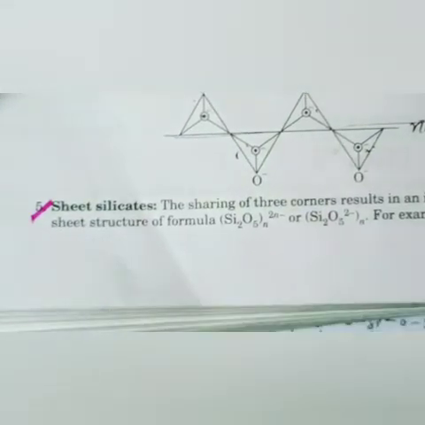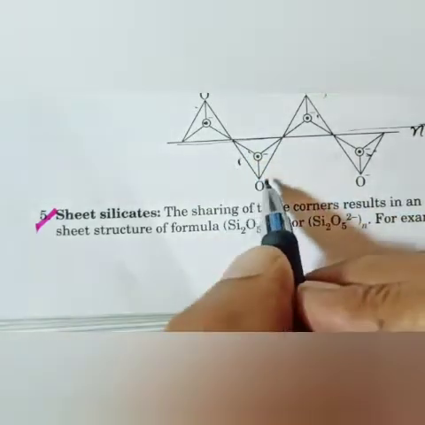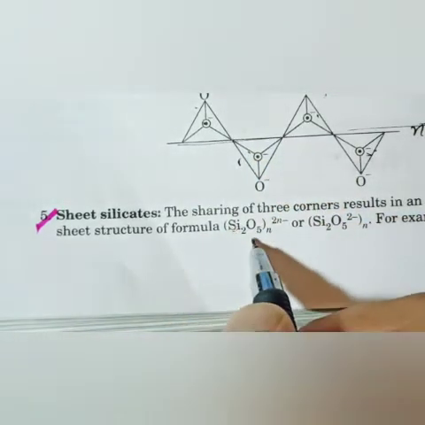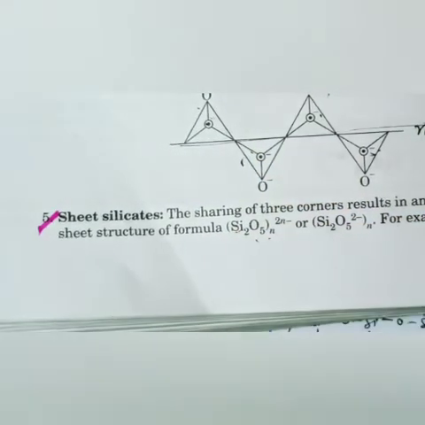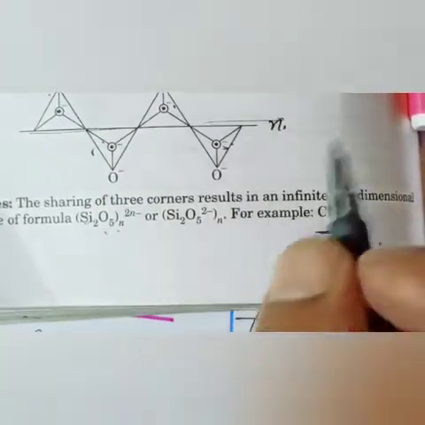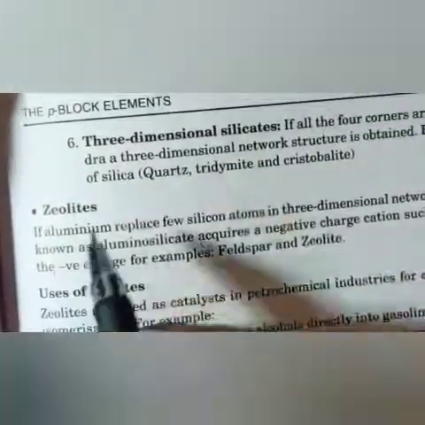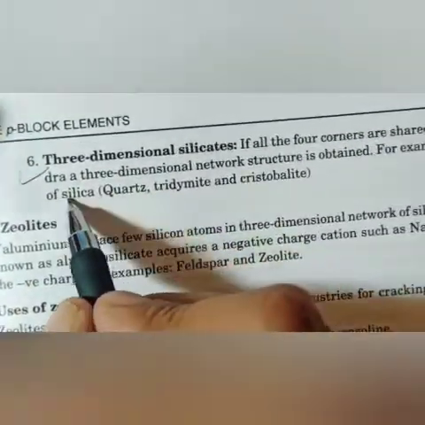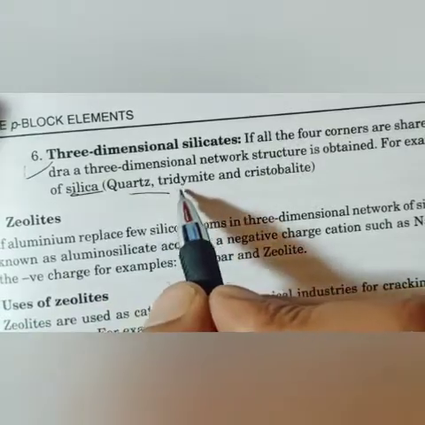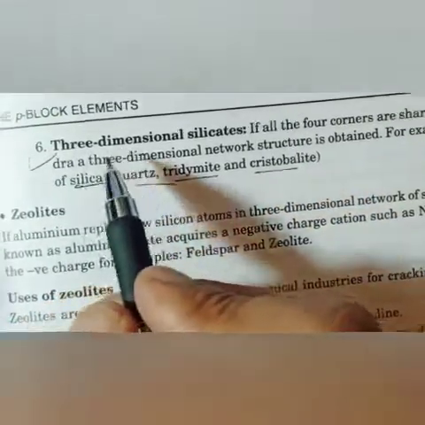Fifth one is sheet silicate, in which the silicate is present in the form of sheets. Now the same thing will increase, so (Si2O5)n 2n negative is there. For example, clay is an example of sheet silicate. Similarly, sixth we have, which is very important, the 3-dimensional silicate. Silica is a 3-dimensional silicate: quartz, tridymite, cristobalite. These are 3-dimensional silicates.